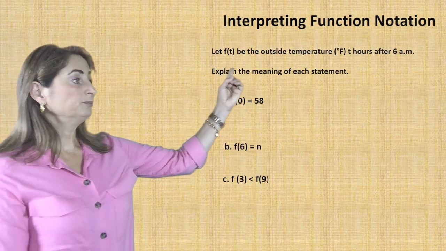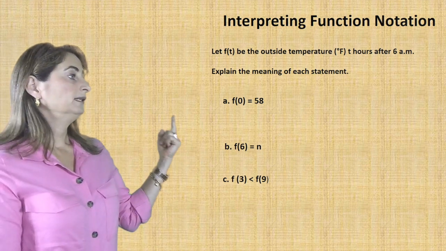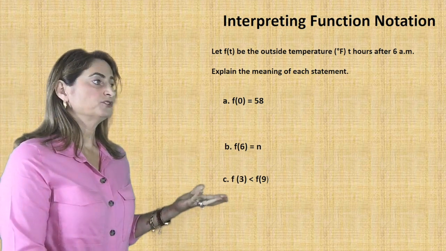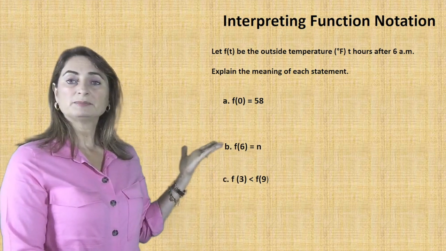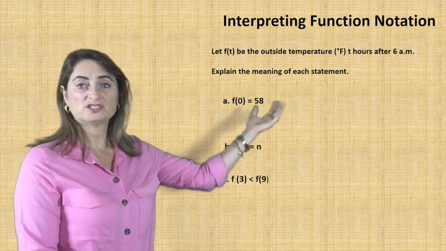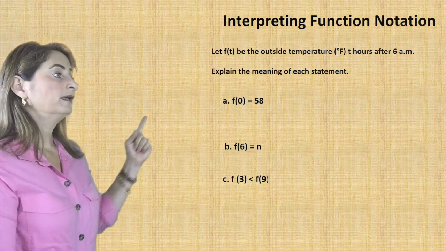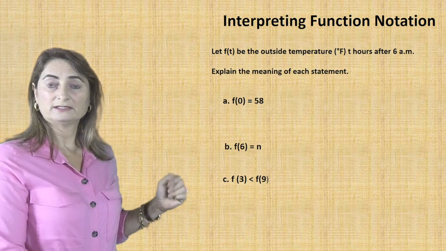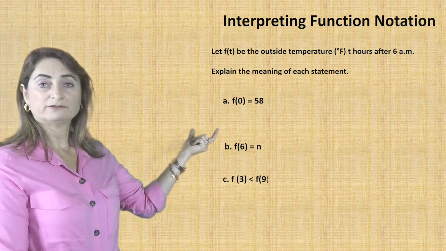Now we will interpret function notation. Look at this example. Let f of t be the outside temperature in Fahrenheit, t hours after 6 a.m. Explain the meaning of each statement. Explain means interpret. So the first one, f of 0 equals 58.